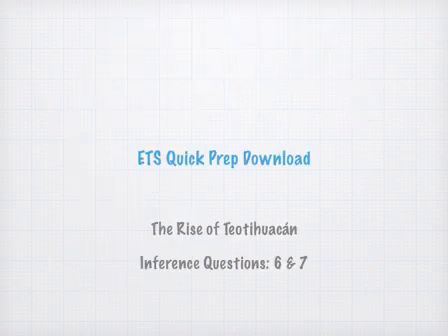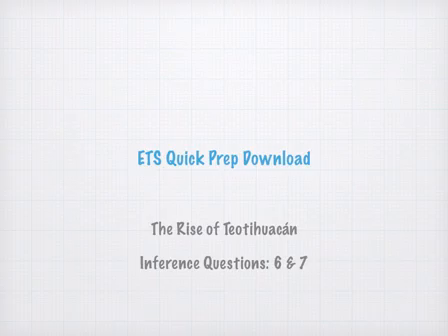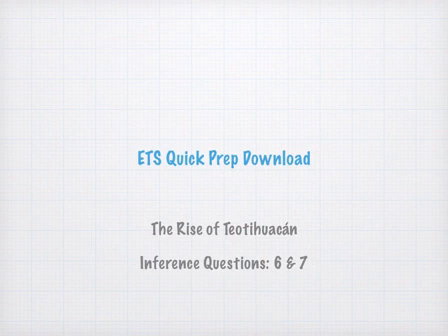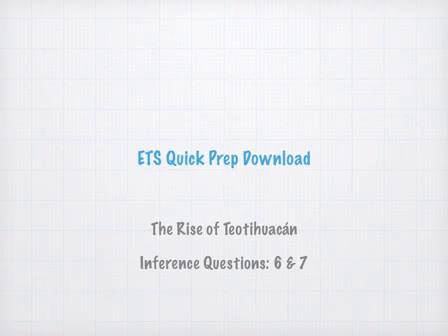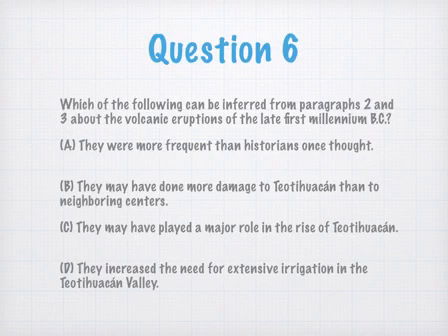As we used before, we're going to be using the ETS Quick Prep download, the rise of Teotihuacan, and the inference questions are questions 6 and 7 if you're reading along. I do recommend that you go and download it. It's free from the ETS website, and you can go through the text in a little bit more detail than I will be able to on these slides. So let's have a look at question 6.